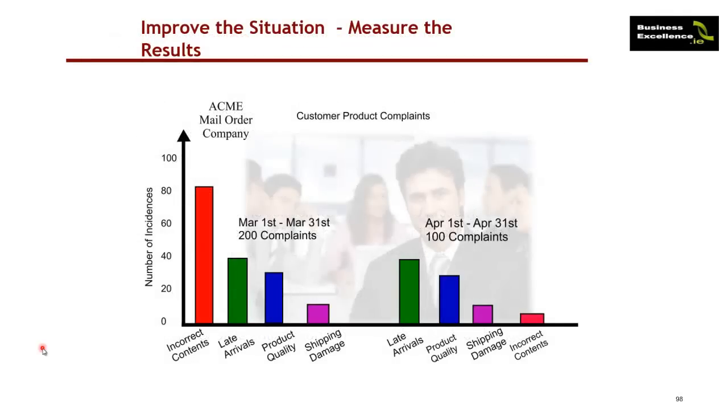Going back to our case study, on the left-hand side, what we looked at was incorrect contents based on the problem defined at the very start of the project. Incorrect contents was the biggest contributor to customer complaints. When we look at incorrect contents after the implementation, we now see that incorrect contents is the lowest item on the list, and late arrivals is now the biggest item. This data would suggest that the solution we implemented did address the root cause.